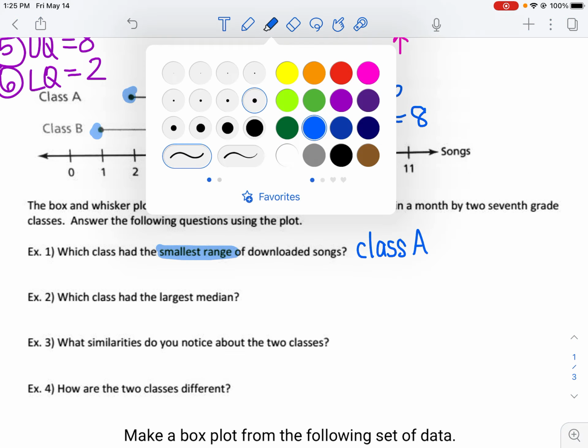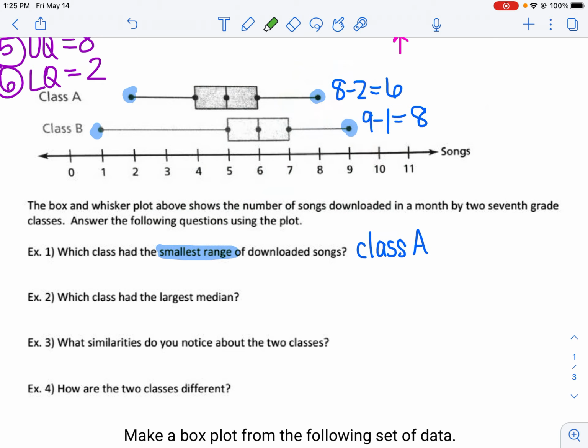Now let's look at their medians. So the median, again, the middle number, so I can find it in my box plot right directly in the middle. I'm going to highlight on the number line those numbers as well. And so when I'm looking at which class has the largest median, I can clearly see Class B is one further number at 6. So Class B has the larger median.